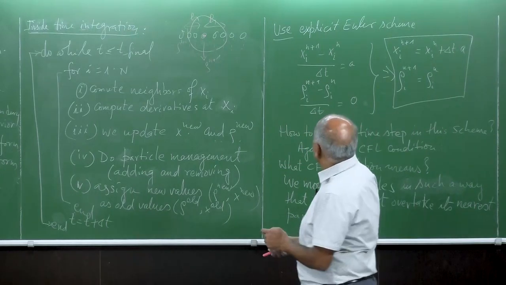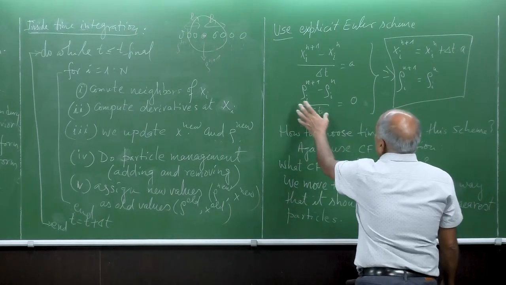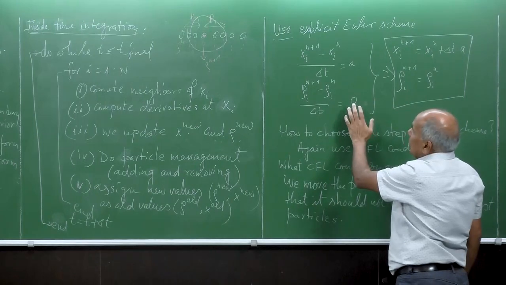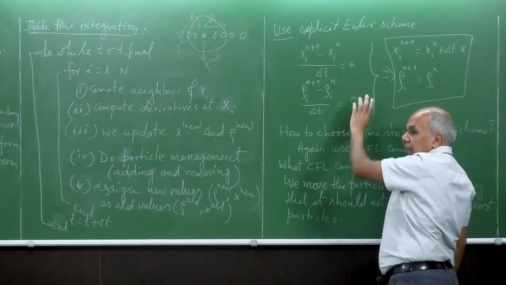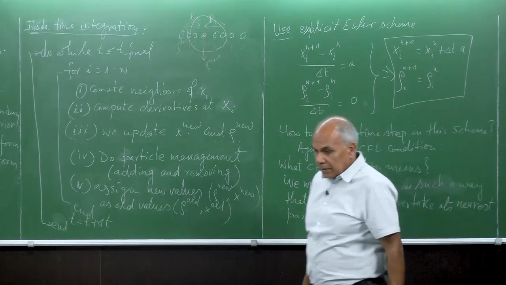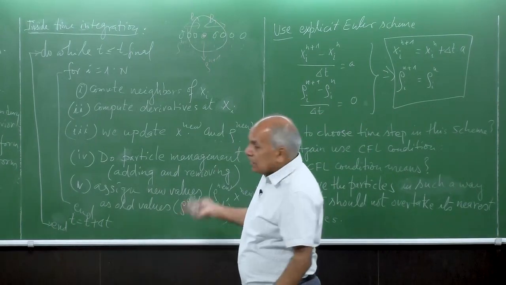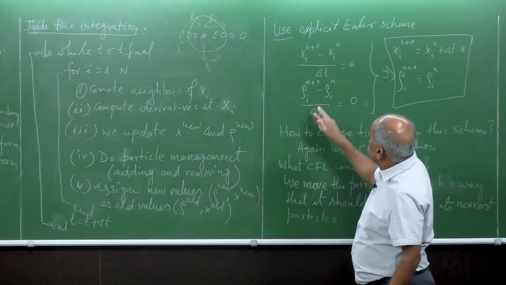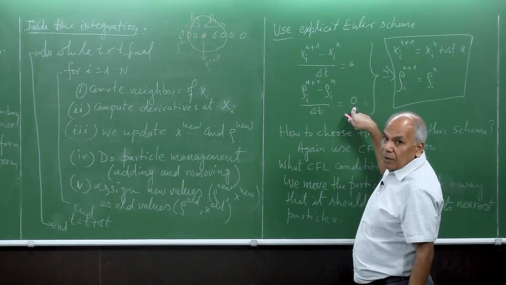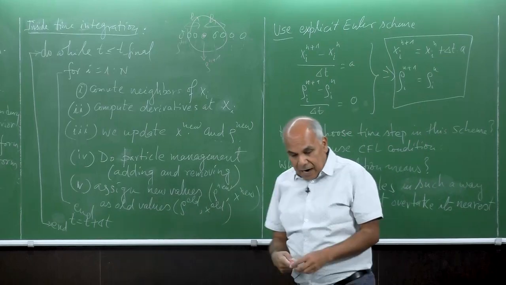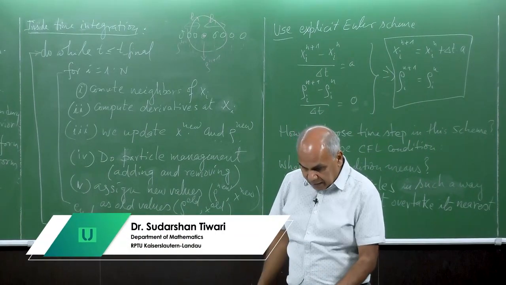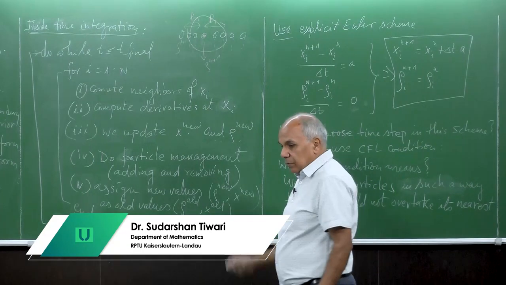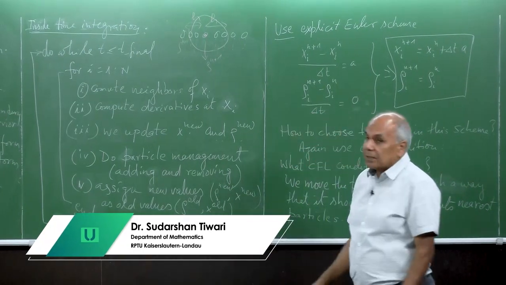Next, I will show you what happens if I do it a little bit differently. This way I get the exact solution, which I will show in the computational session. Next, I will write this in a slightly different form, called the ALE, arbitrary Eulerian Lagrangian scheme. We will see it in the next lecture.